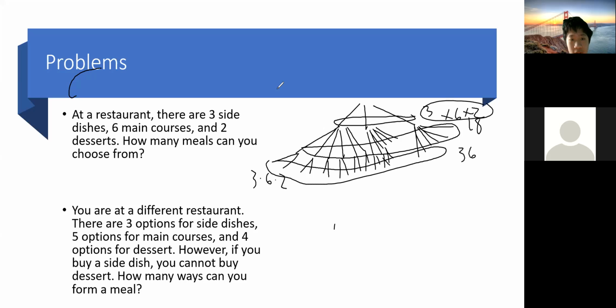Next one, you can't just multiply all 3 numbers together. You cannot buy a side dish and a dessert. So what does this mean? Well, the only 2 choices are you buy a main course and a side, or you buy a main course and a dessert. Okay, so we can consider those as separate cases. So if we just buy a main course and a side, then we got 5 times 3 options. If we just choose a main course and a dessert, we got 5 times 4 options. We add these together, 35.